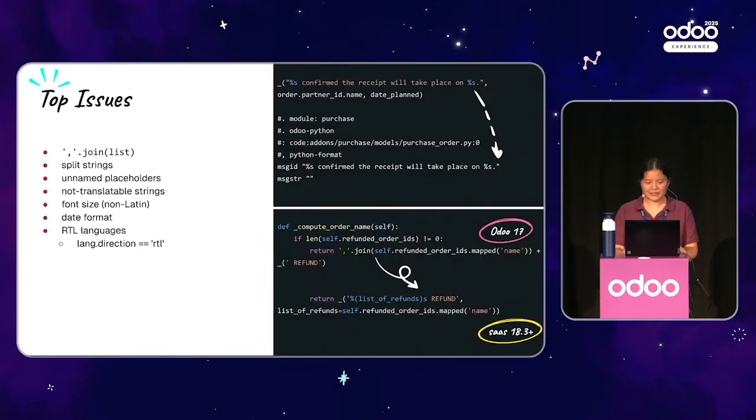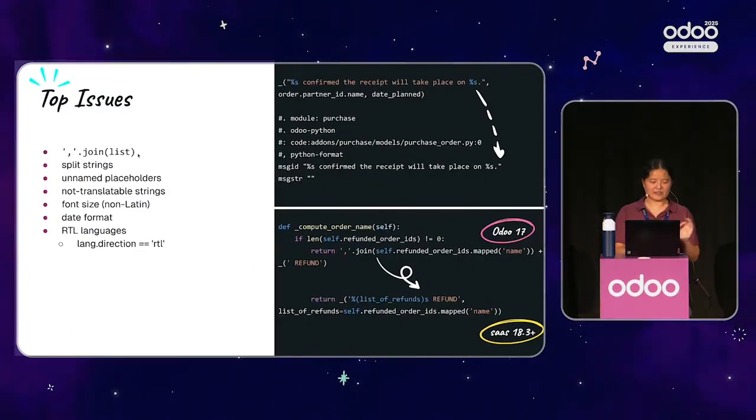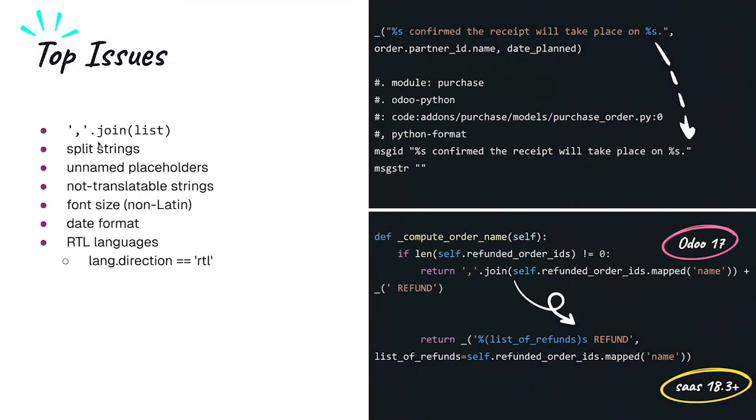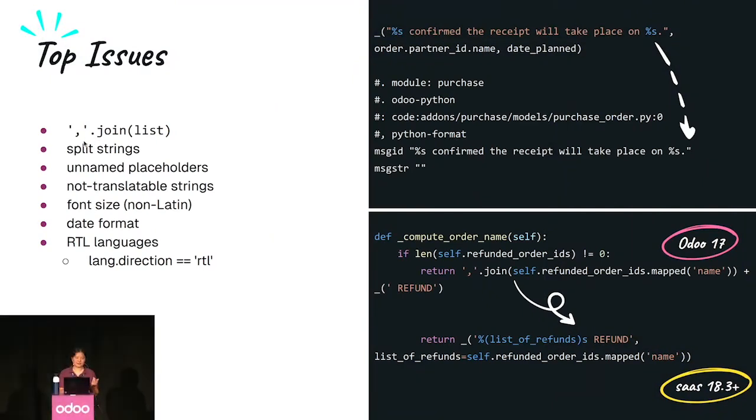Okay, so some of the common issues. I mentioned them a little bit earlier, the lists, joining them. This is a common pattern that you'll see in Odoo, where they'll do this, but it's not necessarily correct if that language doesn't use commas. But there's nothing the translators can do to change it because it's hard-coded into the code.